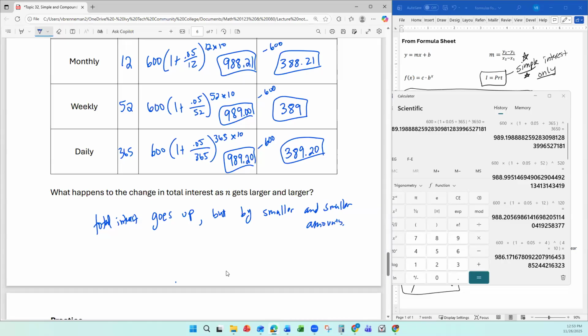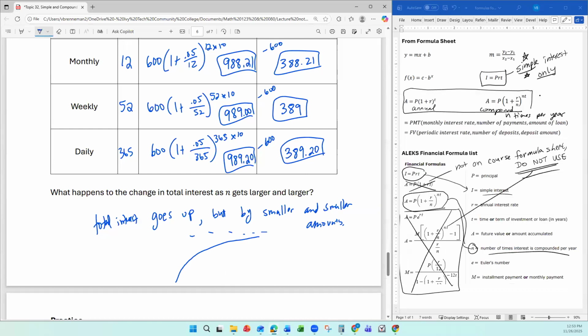So we have something like this. It's flattening out. And there's actually a line it's never going to cross. That line is this formula, but we are not going to use that. So we won't ever get to that line. But because of the existence of that line, we'll mostly do quarterly, monthly, weekly. We're not going to keep going higher and higher.